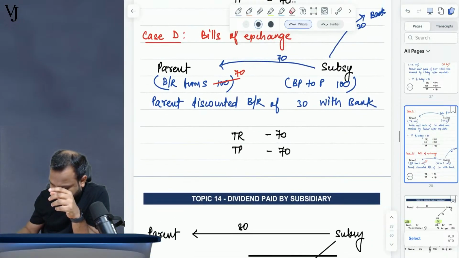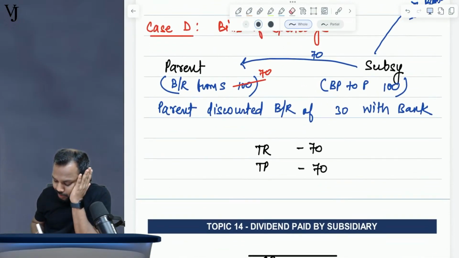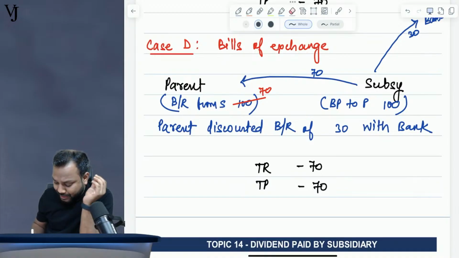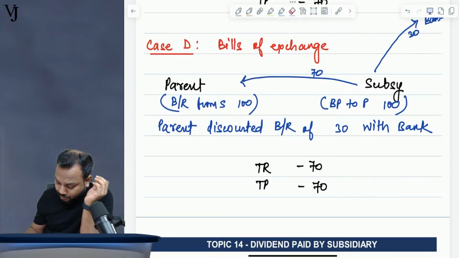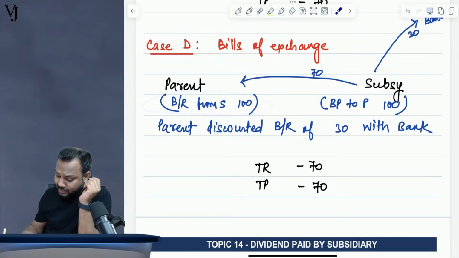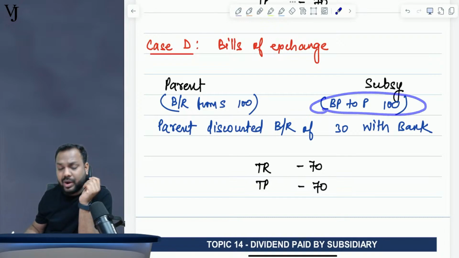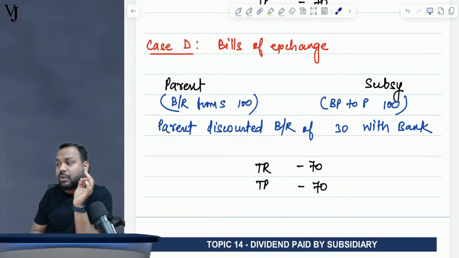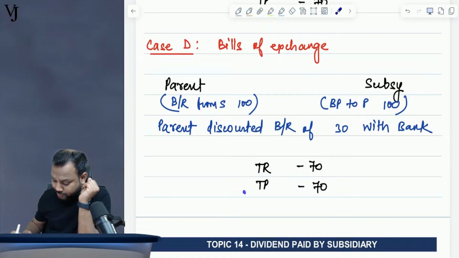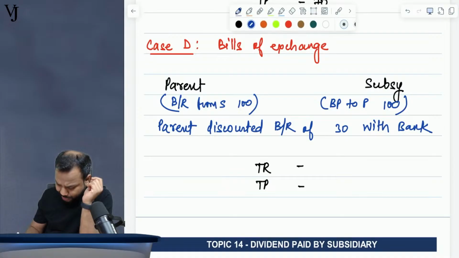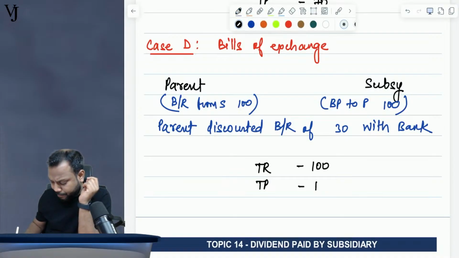Now understand. Parent has a bills receivable of 100 from subsidiary, and subsidiary has a bills payable of 100 to parent. So ideally, what will be the entry? Parent will reduce bills receivable and subsidiary will reduce bills payable by the entire amount, 100.